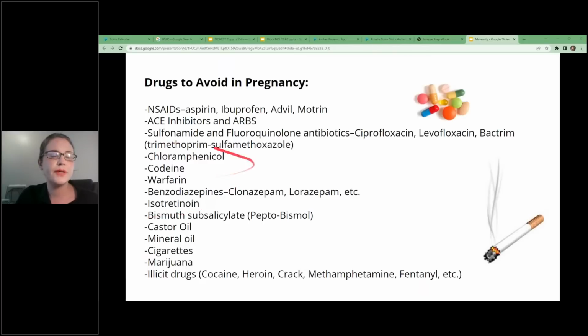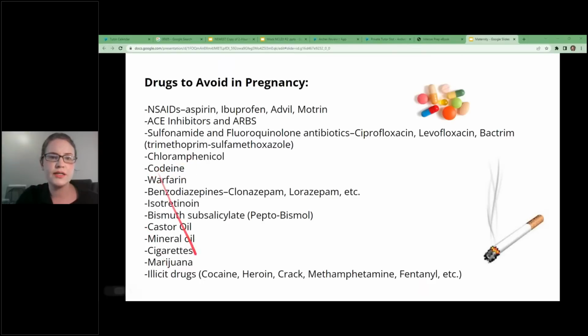Chloramphenicol, that's a big one. What is chloramphenicol? Well, that's actually something that treats a variety of infections like bacterial meningitis. That medication specifically can cause something called gray baby syndrome, which is a life-threatening condition that causes circulatory collapse in the newborn. These babies are basically born with this ashen gray appearance. They have abdominal distension, and they can die from that easily. So we do not use that in pregnancy.